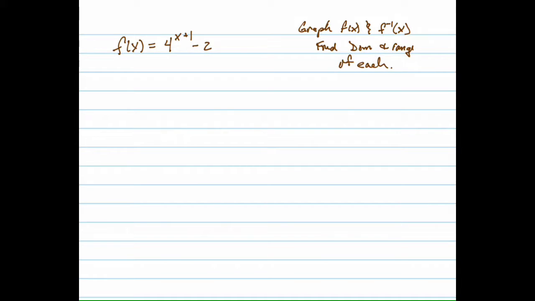They want us to graph this function f of x and also its inverse and find the domain and range of all of them. So let's first just find f inverse. To find f inverse, I'm going to switch x and y. So there's x and y switched, and now I'm going to solve for y. To solve for y, I first isolate the exponential, so I add 2 to both sides.